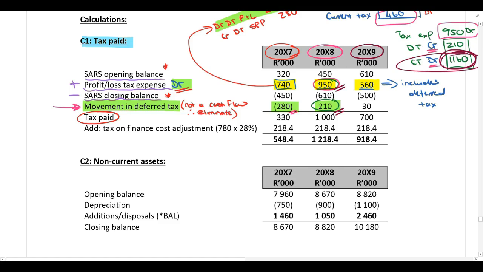All right, so we start with the opening balance that we owe SARS. We add our income tax expense as per our statement of profit and loss and other comprehensive income. We deduct the closing balance because that hasn't been paid in the current year. We then eliminate the movement in deferred tax because that is not a cash flow. And we are then left with the tax that is actually paid during the year. Now, there's one other adjustment that we need to make.